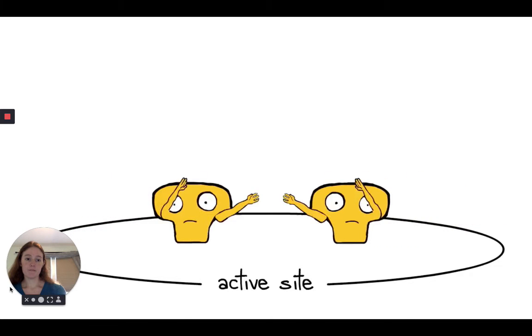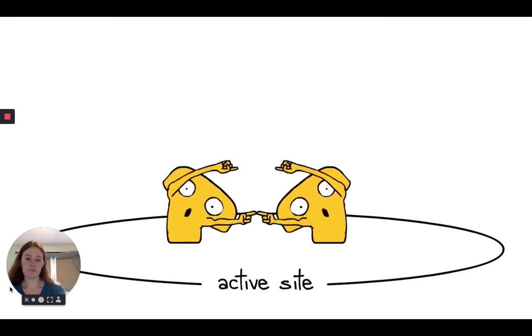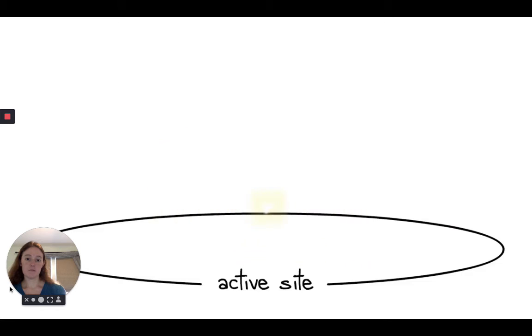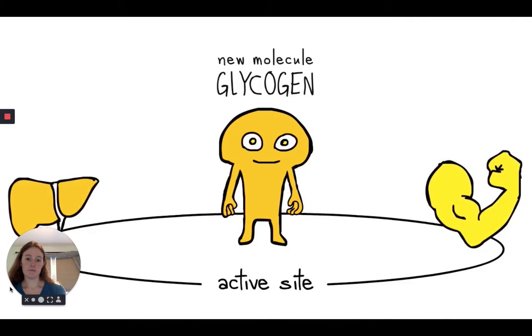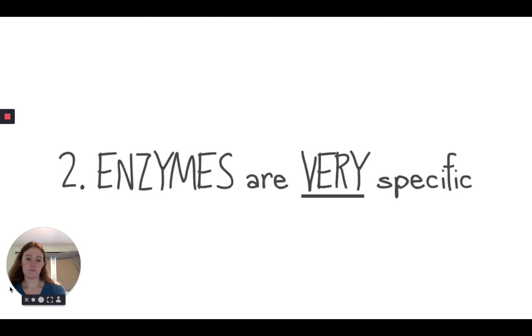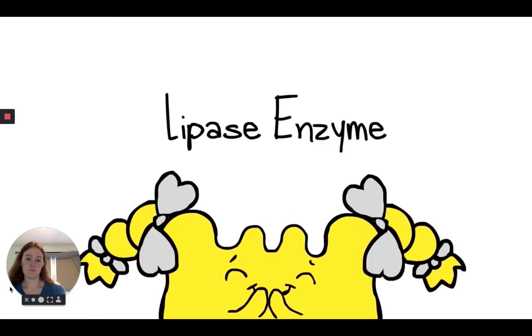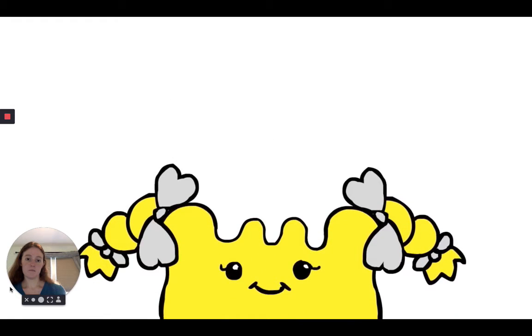Glucose is used up as energy, but when there's too much of it, special enzymes combine the glucose molecules together to form a giant molecule called glycogen, which is then stored away in the liver and muscles for later use. Number 2, enzymes are very specific. Each enzyme can only bind to one type of substrate.